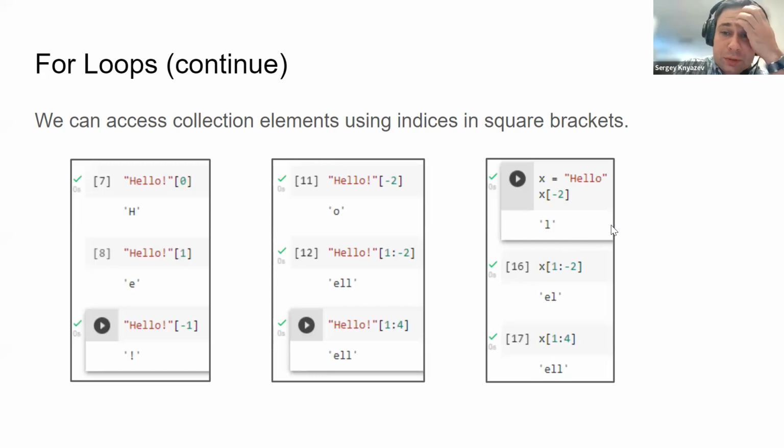Okay, you see that in both the left column and the middle column, we used literals to access the elements. But in the right column, we can use a variable to access them. The same way, we set x to be a variable of type string with the value hello, and that works pretty much the same way as with literals.